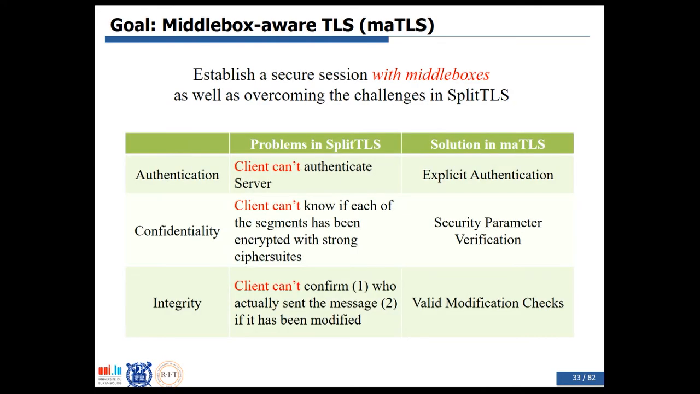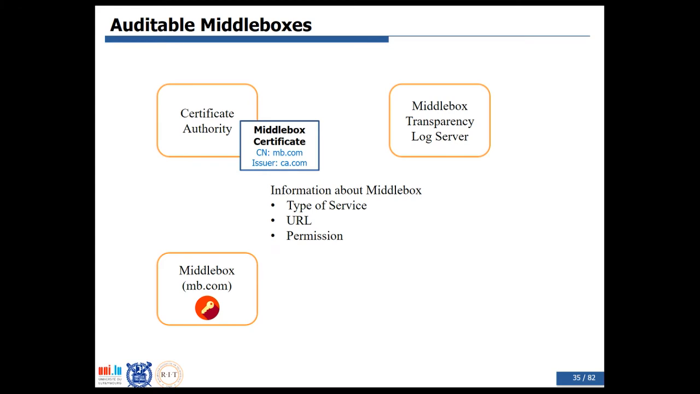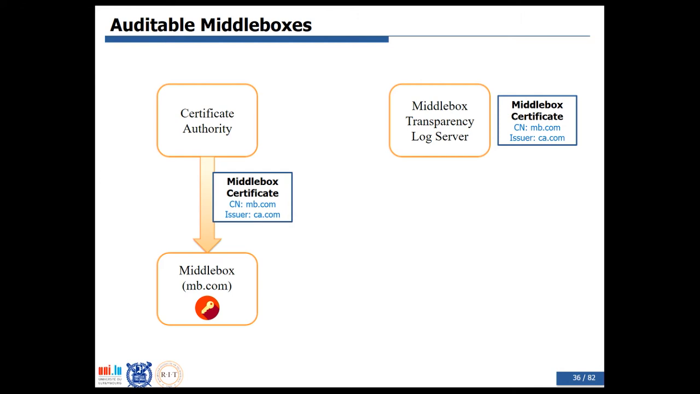These three mechanisms assume the client is aware of the middleboxes involved in the session. To this end, we make middleboxes visible. We define the notion of auditable middleboxes as middleboxes that have their own middlebox certificates logged in the middlebox transparency log server. The CA issues a middlebox certificate, including information about the middleboxes, such as type of service, URL to the middlebox vendors, and permission of the middlebox. The CA finally gives the middlebox certificate to the middleboxes while logging it into the middlebox transparency log server.